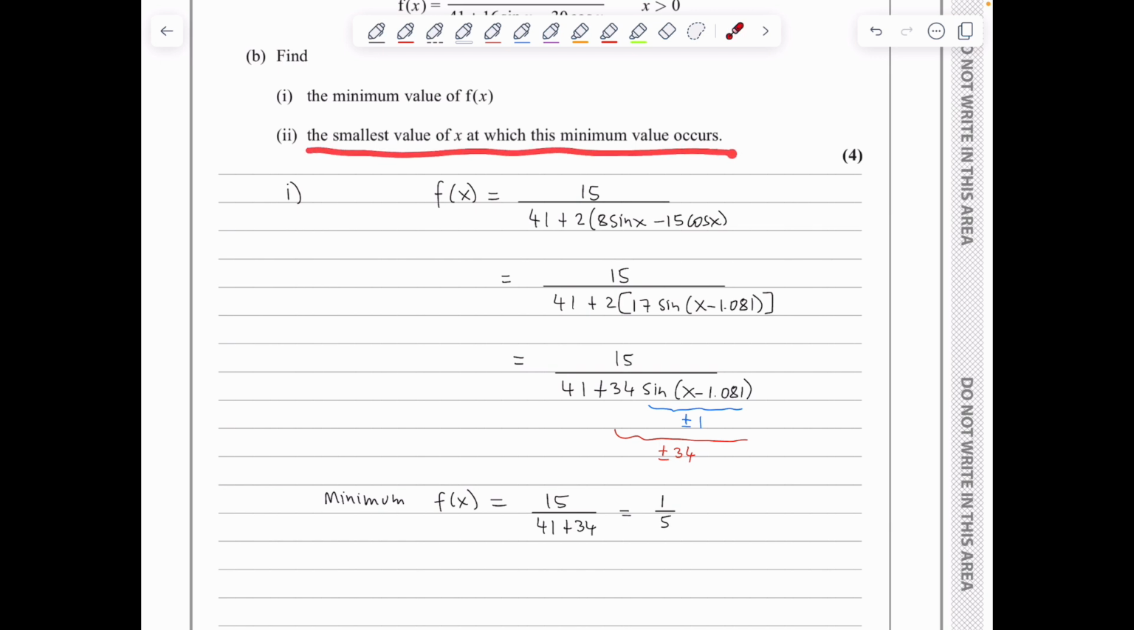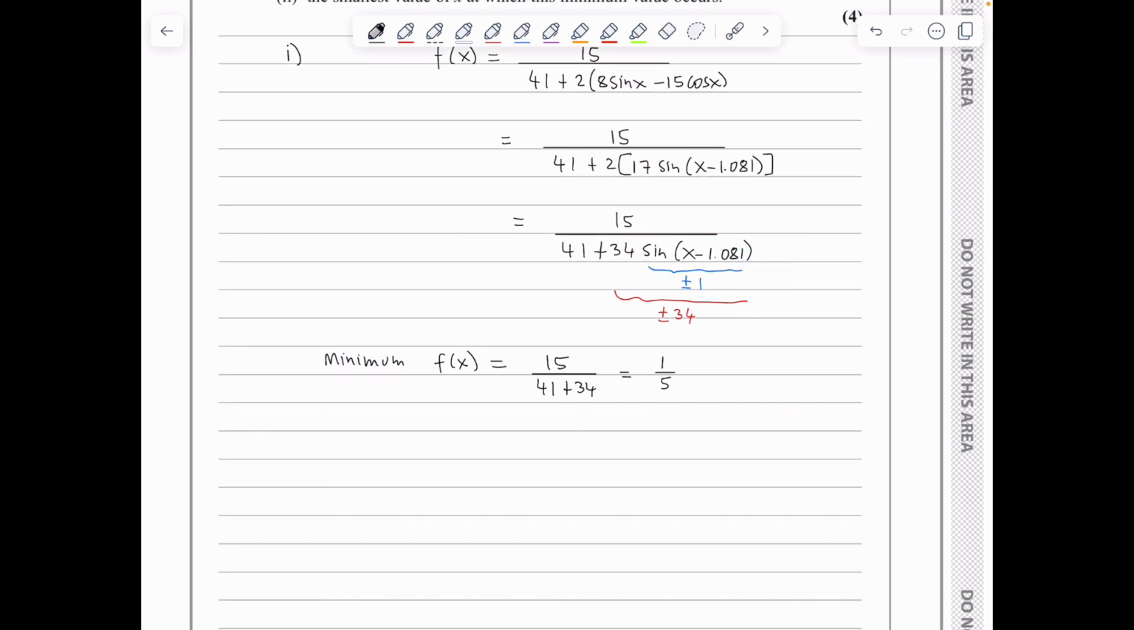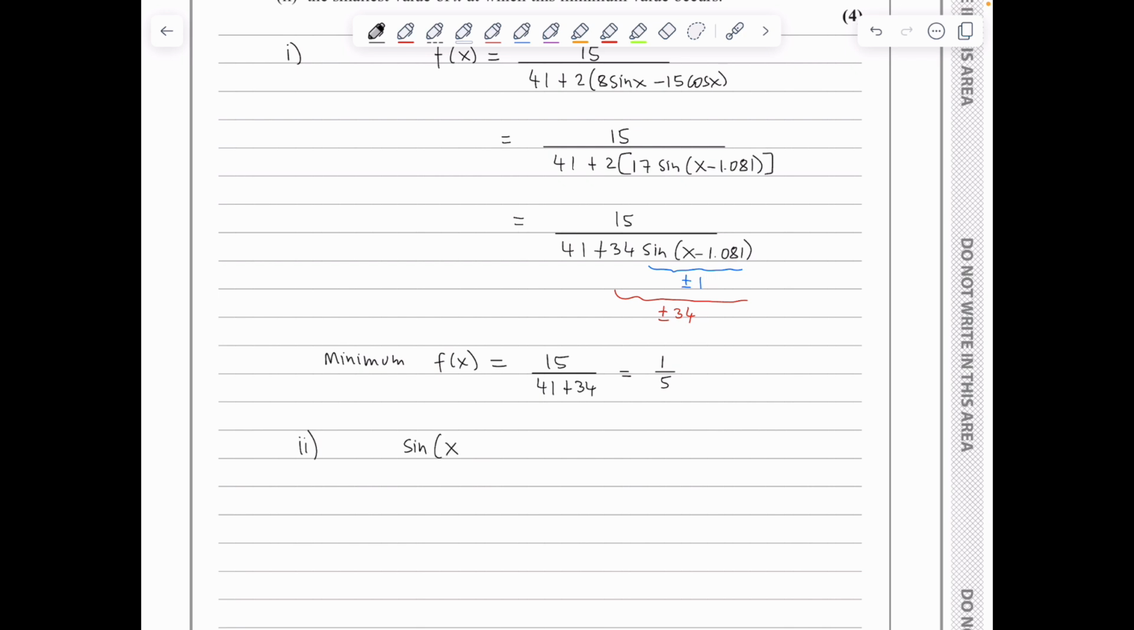Now for the smallest value of x at which this minimum value occurs, we need to essentially find the value of x that will make sine of x minus 1.081 equal to 1. Remember that x had to be positive, so we're looking for the first positive solution. So we're solving sine of x minus 1.081 is equal to 1. So x minus 1.081 is inverse sine of 1. So x minus 1.081 is pi over 2, which leads to x being 2.65 corrected to two decimal places.